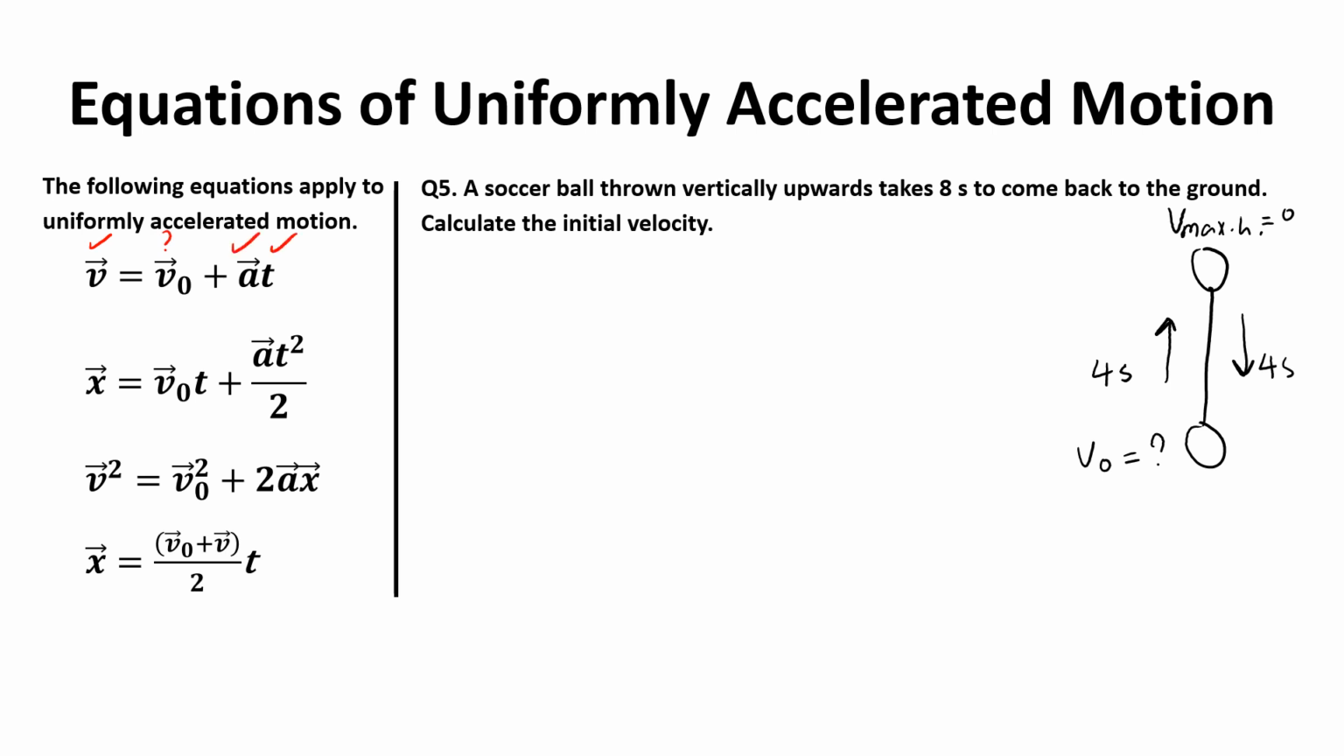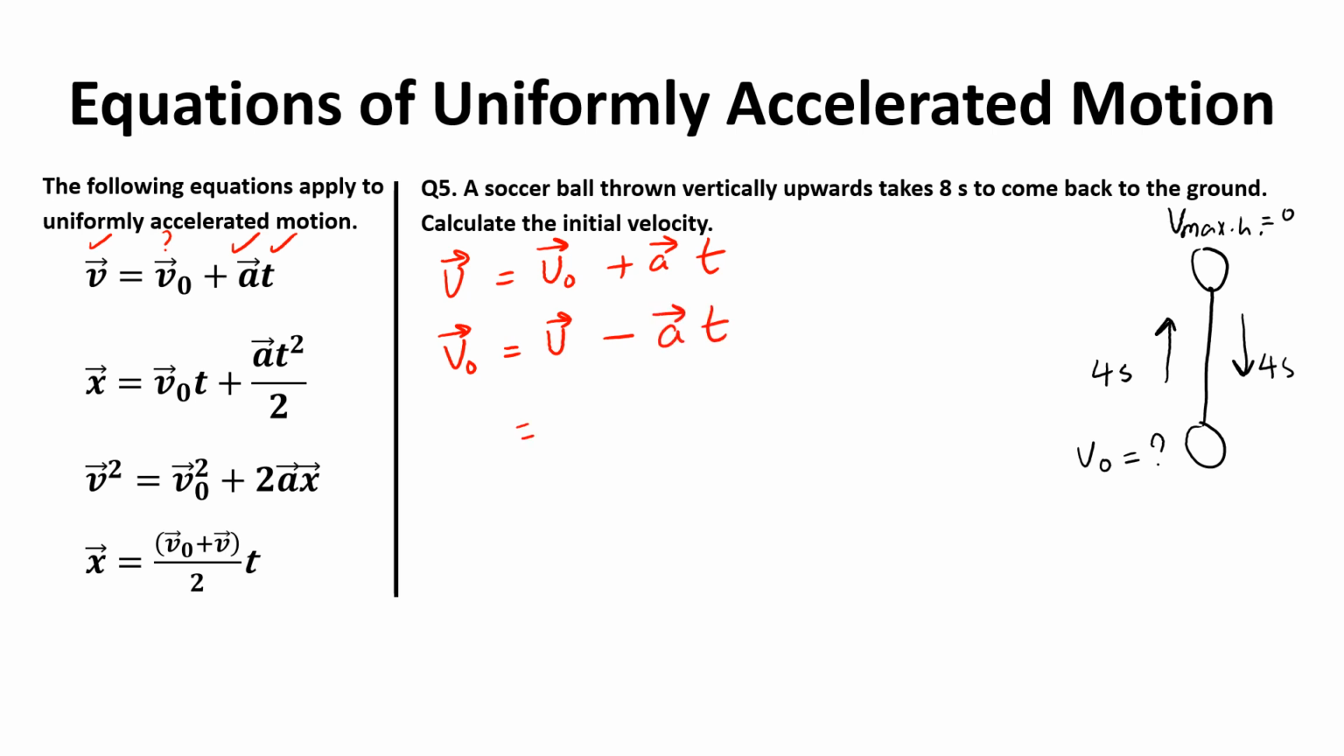And we know the value of T. It took 4 seconds to reach the maximum height. So let's use the first equation and find the value of initial velocity. So V is equal to V naught plus A times T. Let's make V naught the subject. So V naught equals the final velocity minus AT.